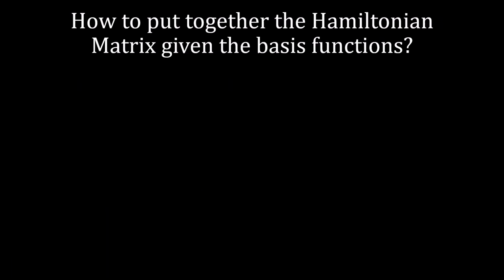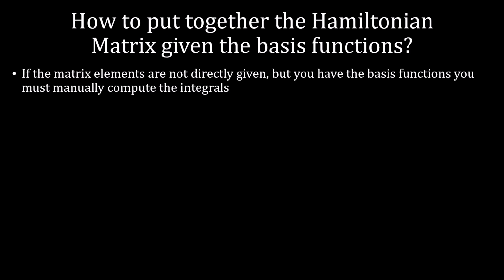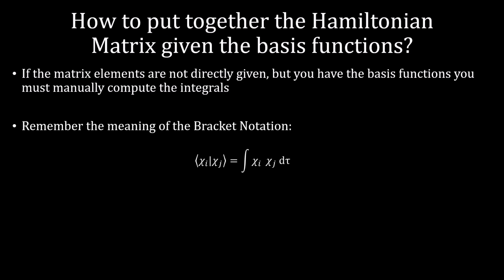So now, sometimes we may not be given the matrix elements, and instead we'll just be given directly the basis functions. So how do we handle it in this case? If the matrix elements are not directly given, but we're given the basis functions, we're going to have to manually compute the integrals. And to do that, let's remember the meaning of the bracket notation. If we're given in the bracket notation chi i chi j, that's going to be equal to the integral across all space of chi i chi j d tau, where d tau just represents all of our coordinates.